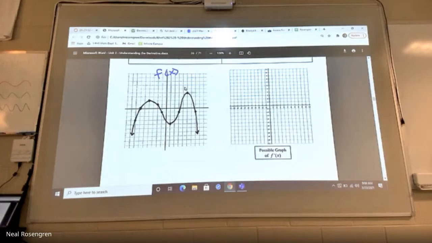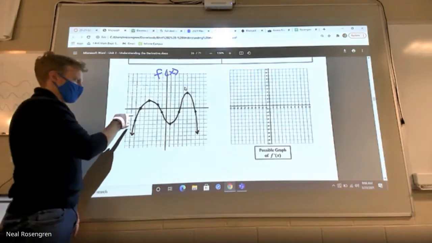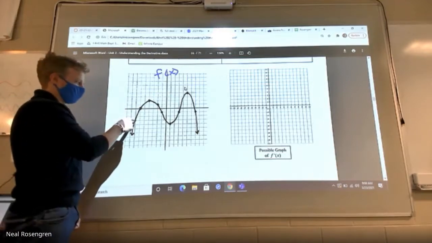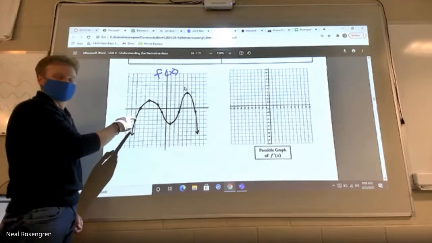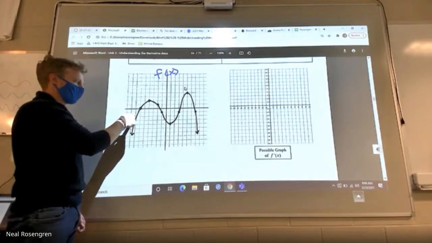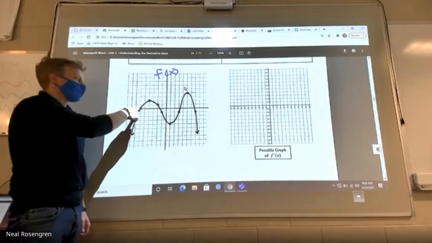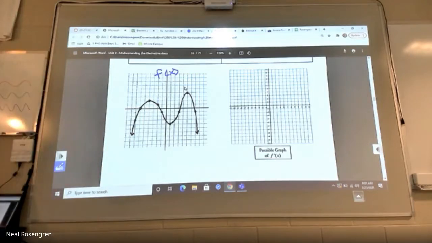Your best estimate of what the derivative is. 3? Anybody else have another? 4? Here's the only thing about 3, Jazz, that I'd be careful of. If we actually did draw a tangent line here with a slope of 3, I would go up 1, 2, 3, and over 1, and I would actually hit the graph again. That's what I want to try to avoid. Remember, the derivative is just the slope of the tangent line at that spot. And I want to try to pick one.